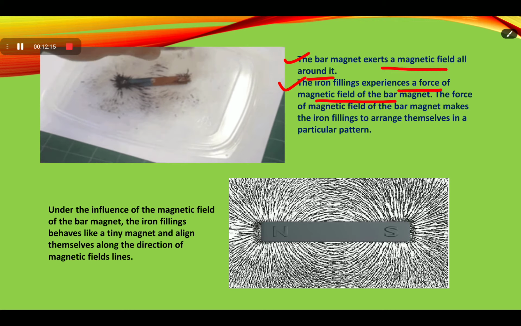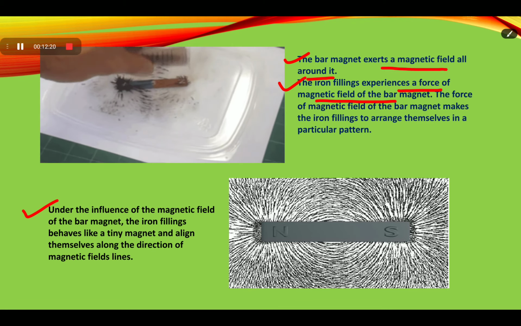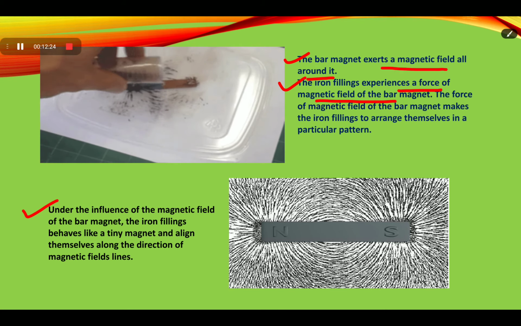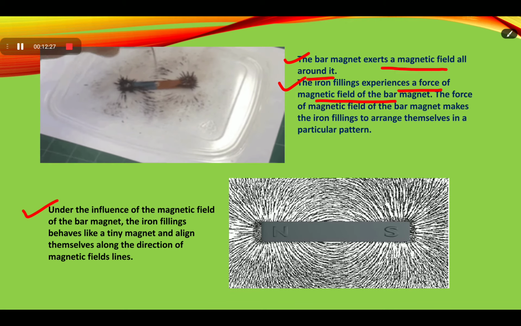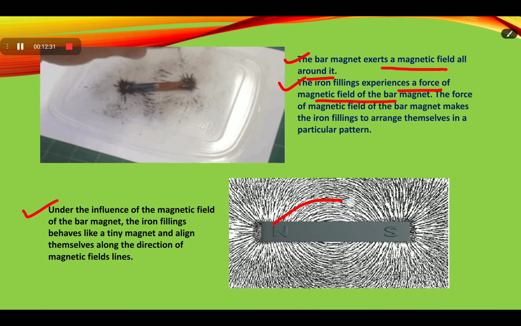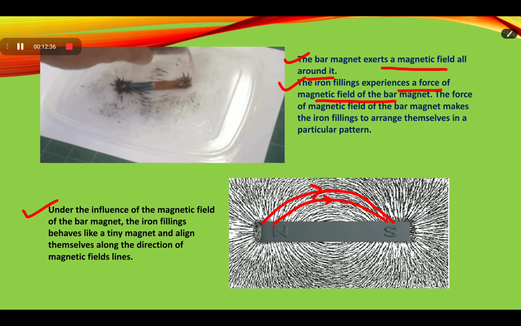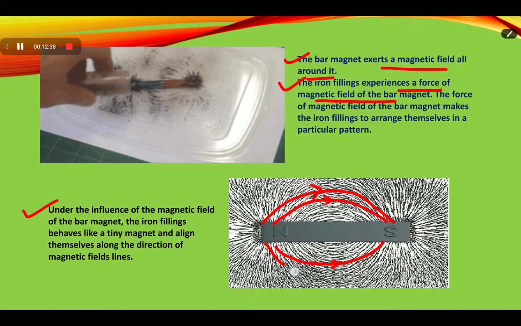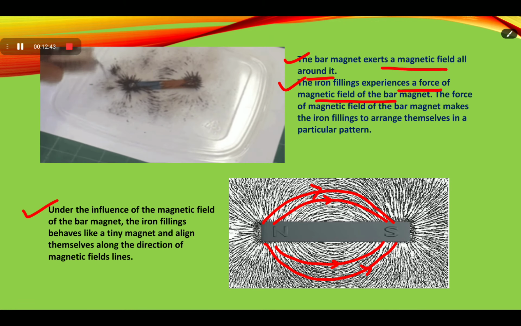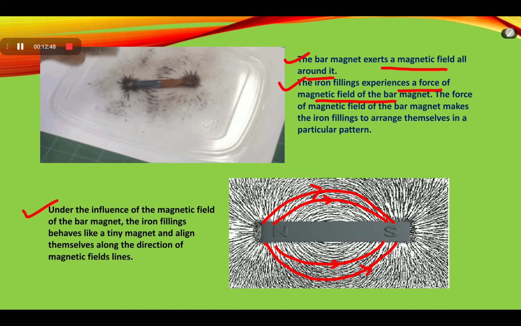So, under the influence of this magnetic field, the iron filings behave like small magnets, and they align themselves in the direction of magnetic field lines, as you can see in the image. It always aligns itself like this. So, this is the magnetic field lines of a bar magnet using the iron filings.